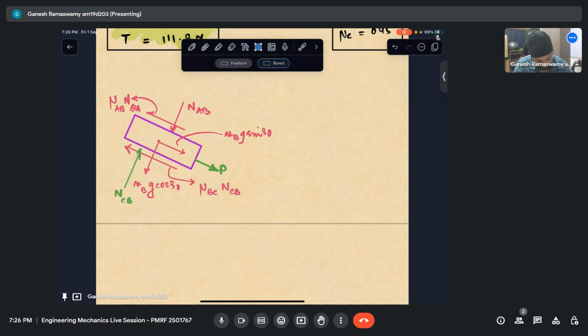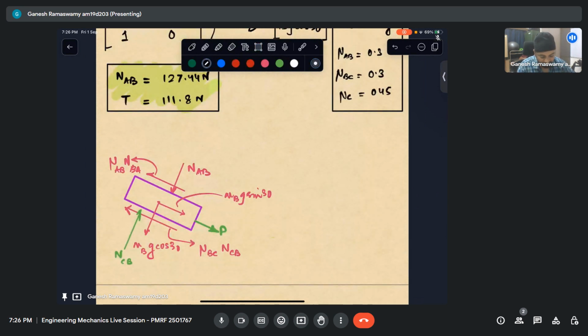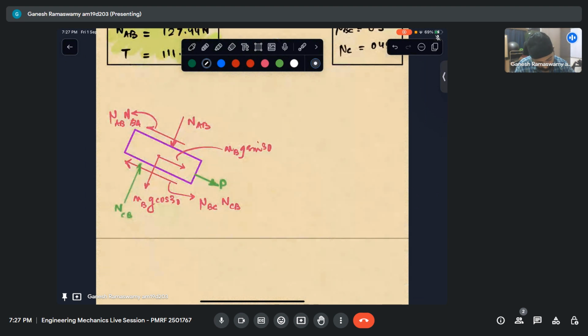Okay. Now NAB is 127.44, so I can replace that as 127.44 here. Naturally, if that is so, this also can be replaced with 0.3 into 127.44. So this is 38.23. I have replaced that.